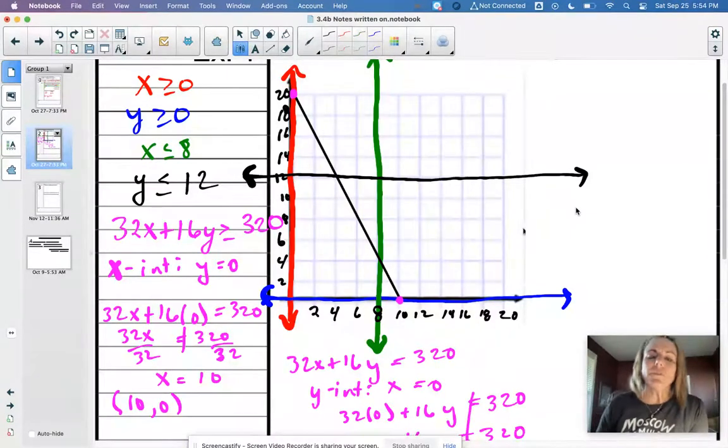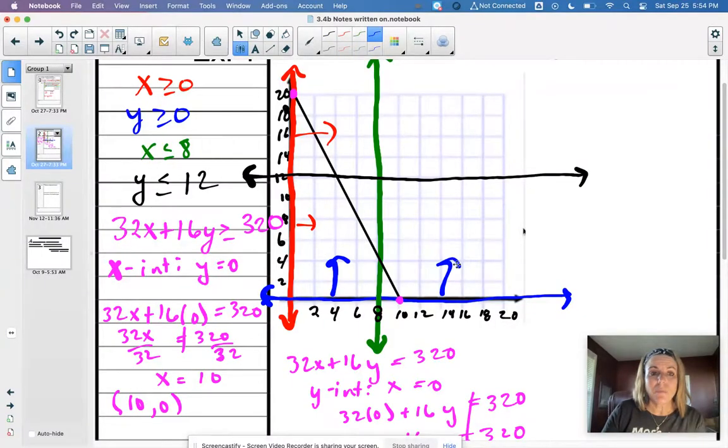Now we have to figure out where we are shading. Well, I know that with x greater than or equal to 0, I'm shading this way. y greater than or equal to 0, I know I'm shading this way. x less than or equal to 8, that's this vertical line, smaller means that way. So right now we're all kind of right in here. And y less than or equal to 12 is below.